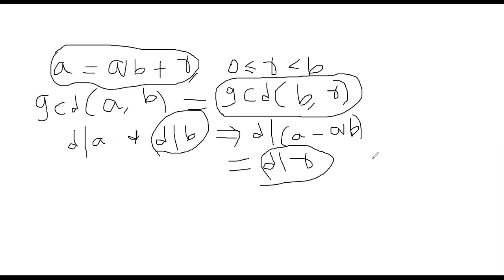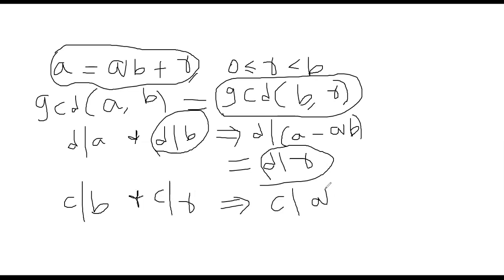So let's assume there exists a number C, which is GCD of B and R. What does it mean? It means C divides B and C divides R. What does that tell us? That tells us that because of the division property, this number C must be dividing Q times B plus R. This is the basic rule of math division. Given this constraint, what is QB plus R? QB plus R is nothing but A, which means the number C divides A.